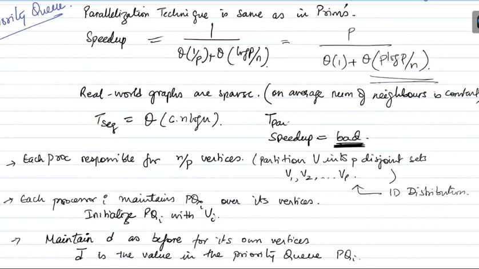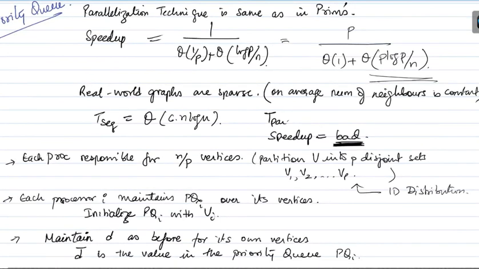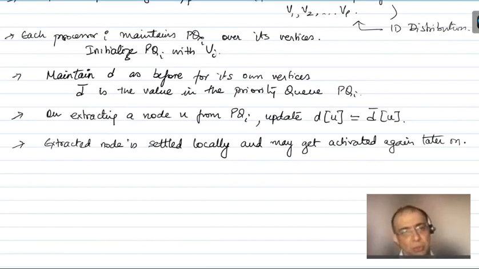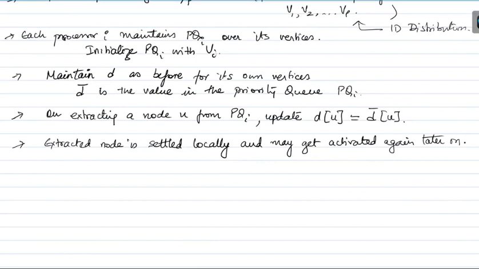Okay, so the speedup is going to be bad again, and we don't want a bad speedup, right? So what we're going to try to do over here is do this work in parallel. Each node is going to extract its min, and everybody is going to operate on their min vertex and do the necessary operations. We'll see what these operations are. So this is the important part: the extracted node on a processor is locally settled, and it may get activated later on.